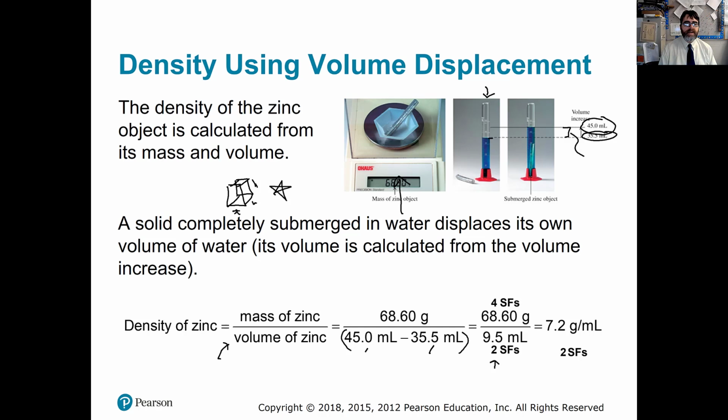The mass up here was 68.60. I kind of wrote over top of it there, but that's 4 sig figs. So our final answer is only going to have 2 sig figs. And when you punch that into the calculator, you'll find that its density is 7.2 grams per milliliter.